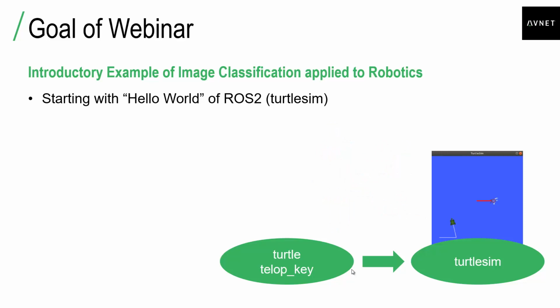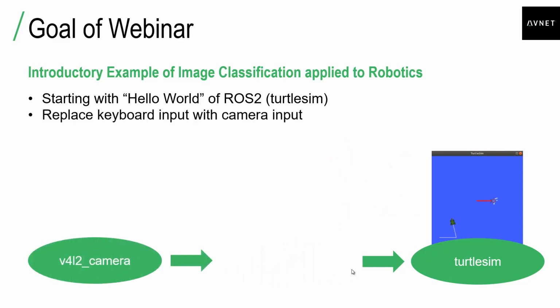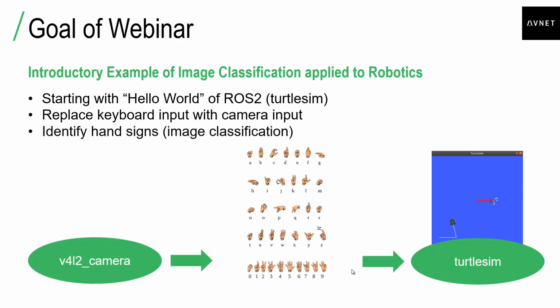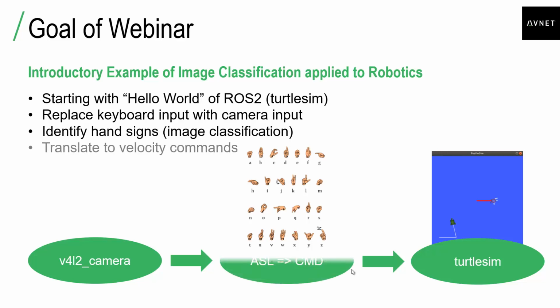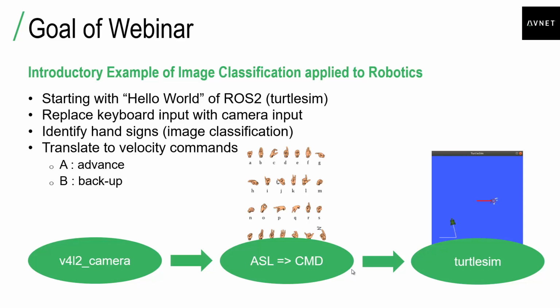So what we're going to do is take this example, remove the keyboard input, and replace that with the camera input. Then we'll analyze the image from the camera input to identify hand signs, which is our image classification, and the subject of this first webinar. Then, in the next webinar, we'll be taking these detected hand signs and converting them to velocity commands, and of course showing how all this integrates into the robot operating system. So to control our Turtle Sim robot, we'll use A for advance, B for backing up, L for turning left, and R for turning right.